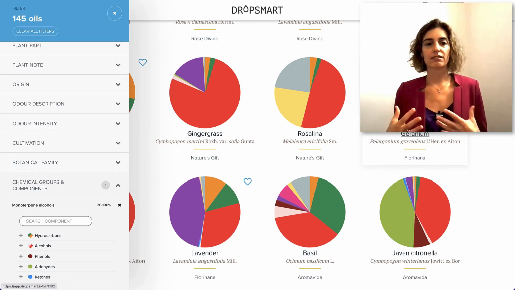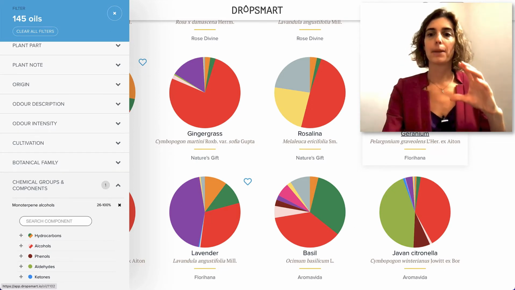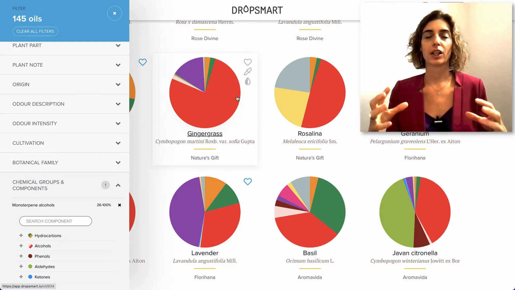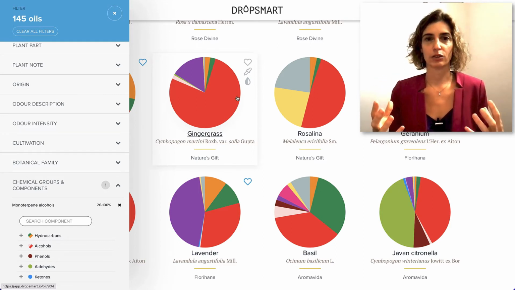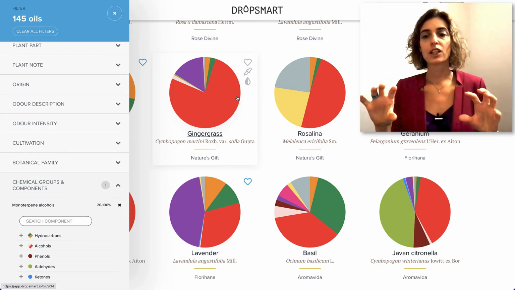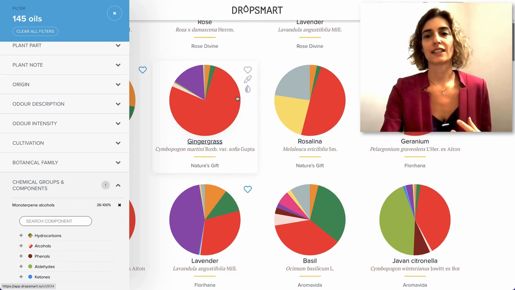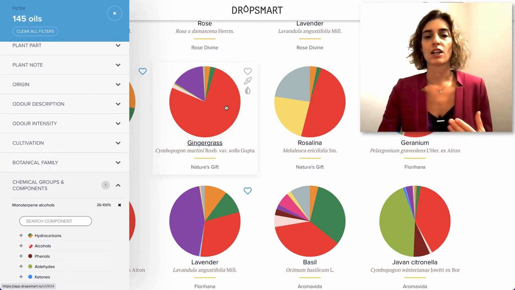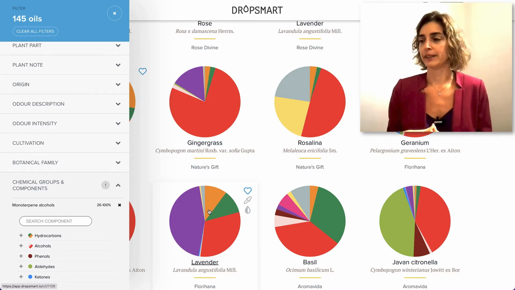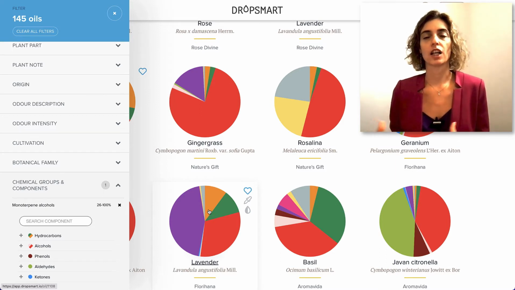These are oils that are rich in monoterpene alcohols, and that part of them is a very good middle note, a very intense smell usually as well. So not only is it a middle note, it is also quite intense. As I said, geranium or ginger grass or lavender will overpower any lemon or orange because of its chemistry, because it has a lot of monoterpene alcohols.